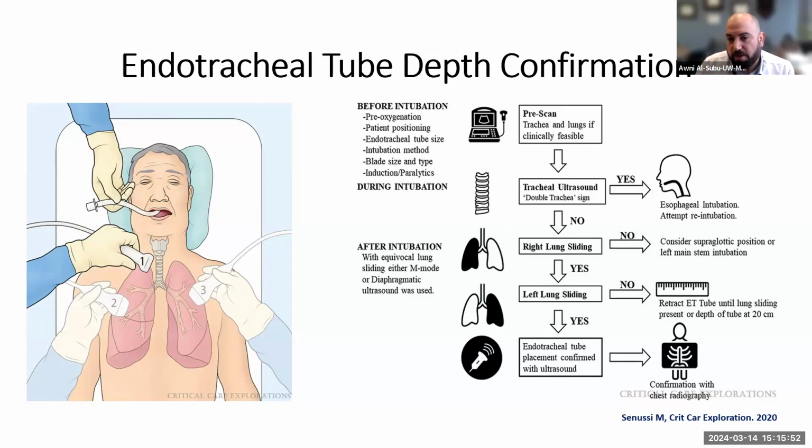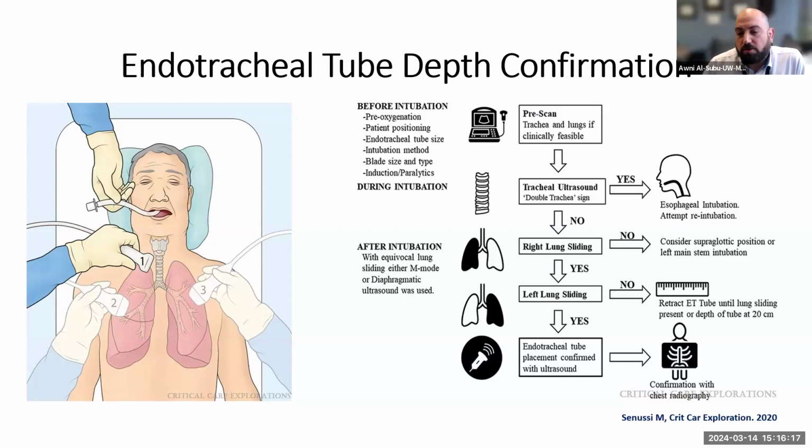Now, another thing that they said: if there is no sliding on both sides and you don't have the double comet sign, still consider esophageal intubation. Yes, you can see no sliding with pneumothorax and other conditions, but usually it's rare to have bilateral pneumothorax. And you also have the lung pulsation that hopefully can help you differentiate between that and esophageal intubation.